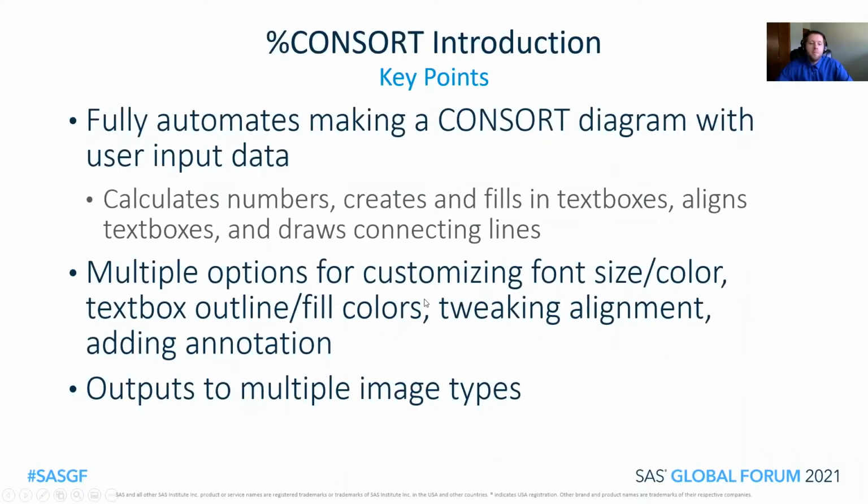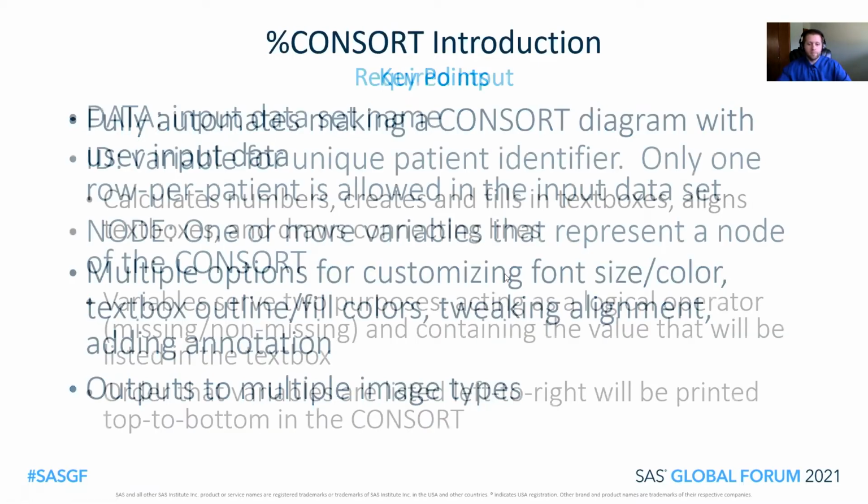So an introduction to the macro: it fully automates making a consort diagram with the user input data, calculates the numbers, creates and fills the text boxes, aligns the text boxes, and draws all the connecting lines. It has multiple options for customizing the font size and color, text box outline and colors, tweaking the alignment and adding notation. It also outputs multiple image types and works well with ODS output.